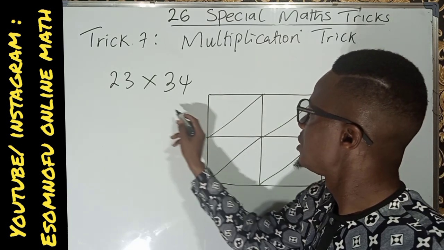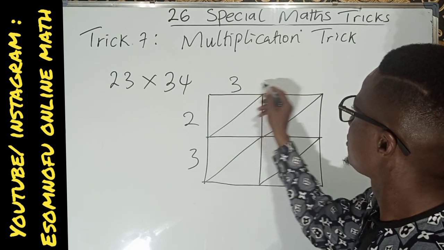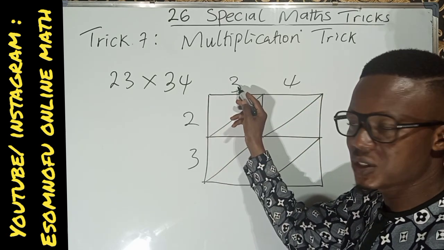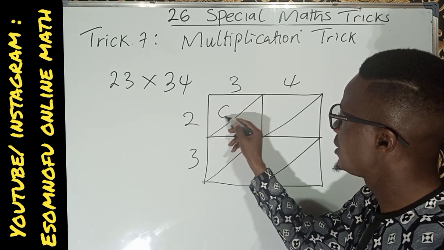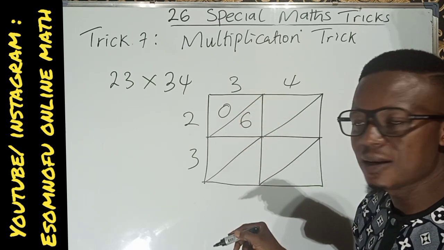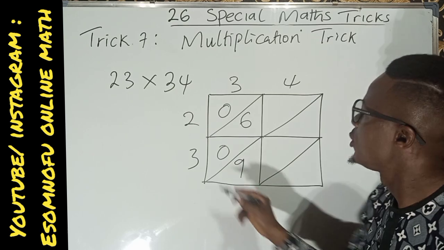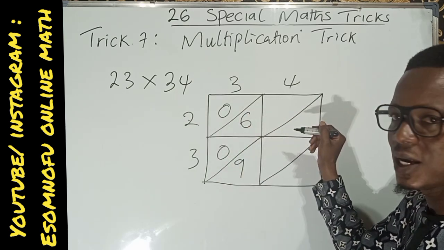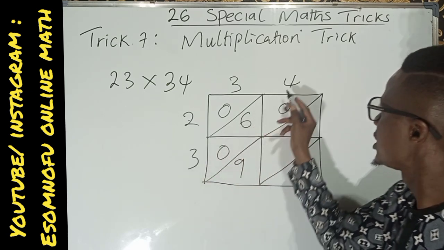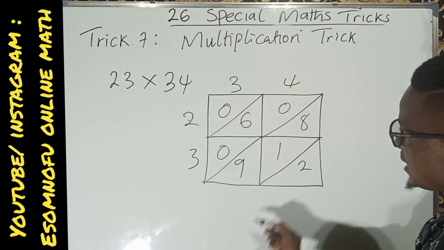The first number is 23, so you write 2, 3. The next number is 34, you write 3, 4. Now, 2 times 3 will give us 6. But don't just write 6, call it 0, 6. 3 times 3 is 9. Don't just write 9, call it 0, 9. You come here, 2 times 4 is 8. You call it 0, 8. Why 3 times 4 is 12? 12 is 1, 2. Then add it diagonally.